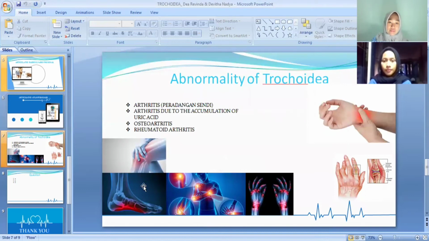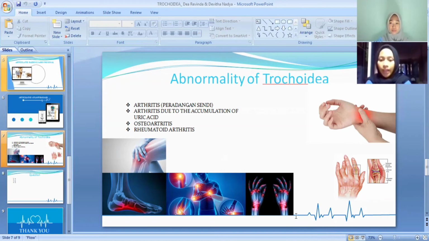Abnormality of trochoidea. First, arthritis. Inflammation of the joint is caused by various reasons. Inflammation can occur due to infection by bacteria, accumulation of uric acid in the joint, autoimmune disorders in the joint, or the aging process in the joint. Complaints depending on the cause have their own characteristics.